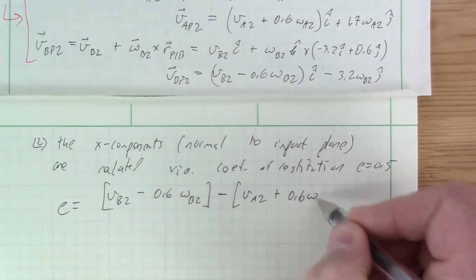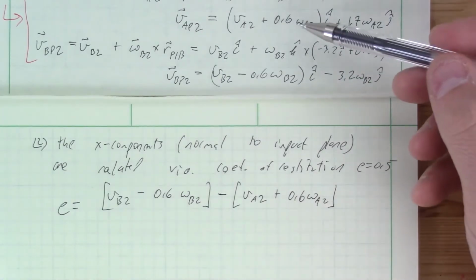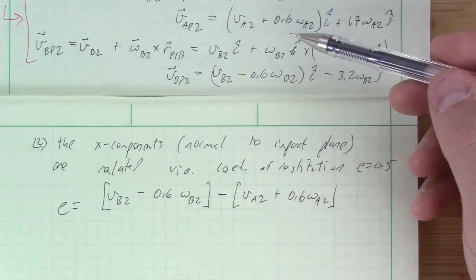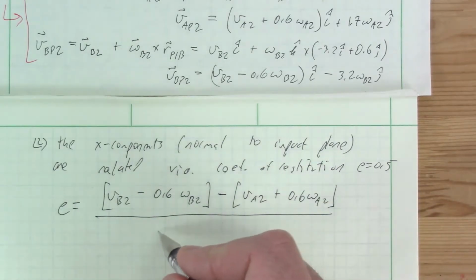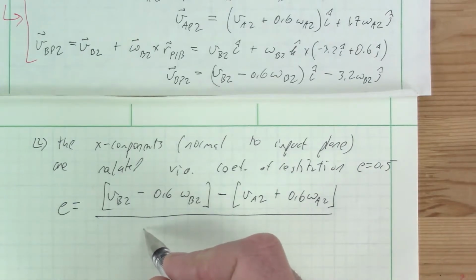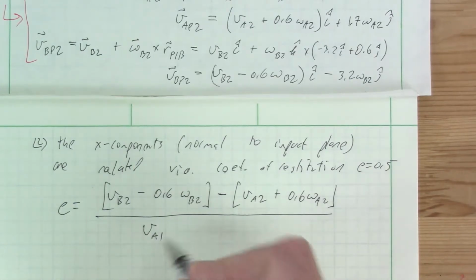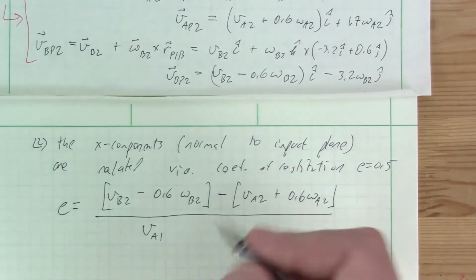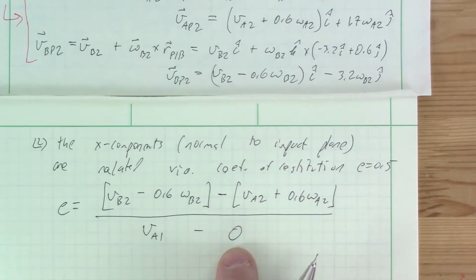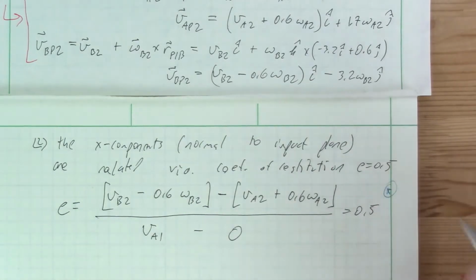Same thing for the A car: its horizontal velocity at point P after the collision. And then we take the same things for the velocity of car A at point P before the collision. Well, that's just how the center of mass is moving, because there's no rotation. If it's a rigid body with no rotation, all points, including the collision point, move together. Then minus 0 because car B is not moving at all before, and that equals 0.5.